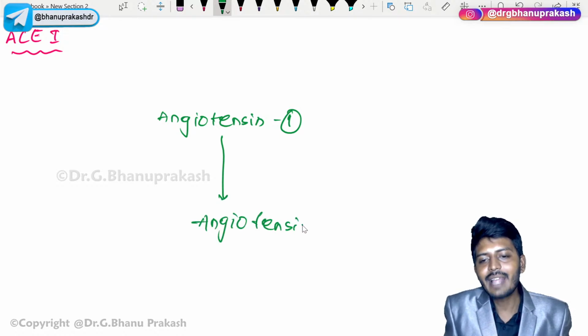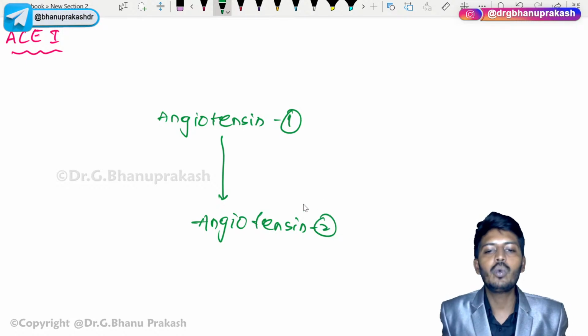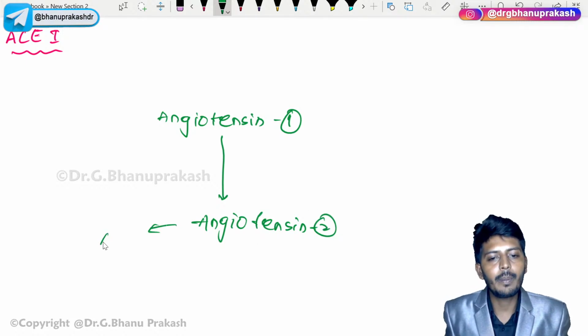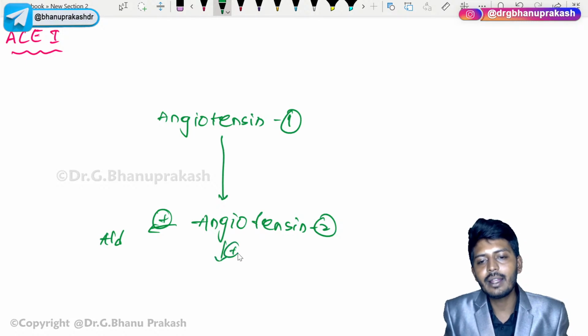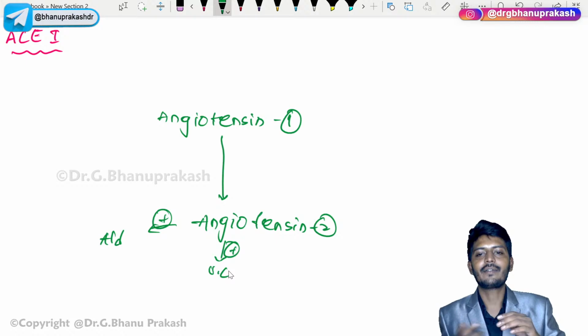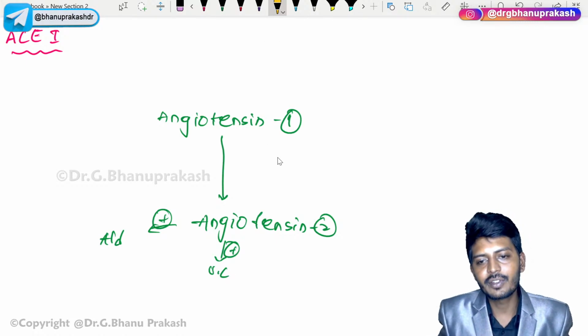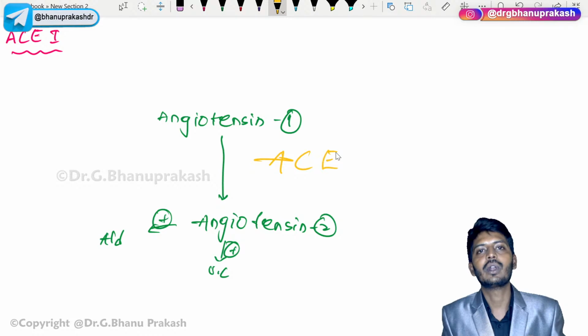Angiotensin 2. Now this angiotensin 2 will do what? It will cause aldosterone production. Yes, of course. And also it will stimulate vasoconstriction, leading to, what is that? Leading to increase of the resistance. This process is done by one enzyme, ACE, angiotensin converting enzyme.